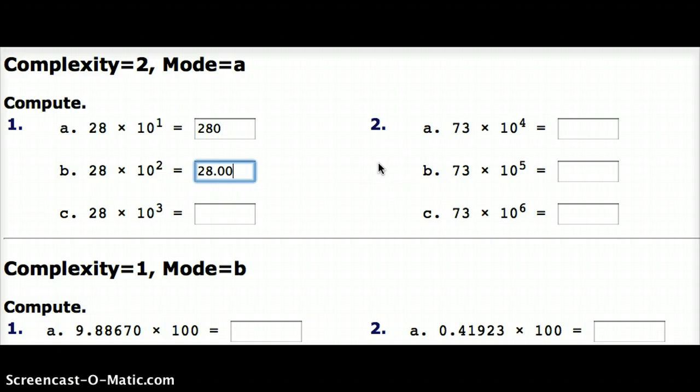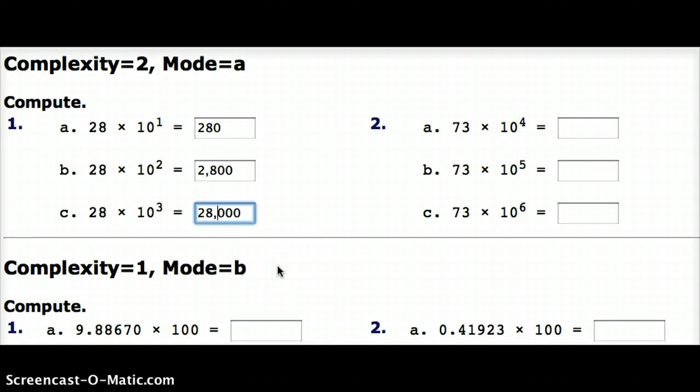For this one, I need to move the decimal 2 spots over because 2 is the exponent. So for this one, it is 2,800. Here it's going to be 28, 1 spot, 2 spots, 3 spots over, 28,000.